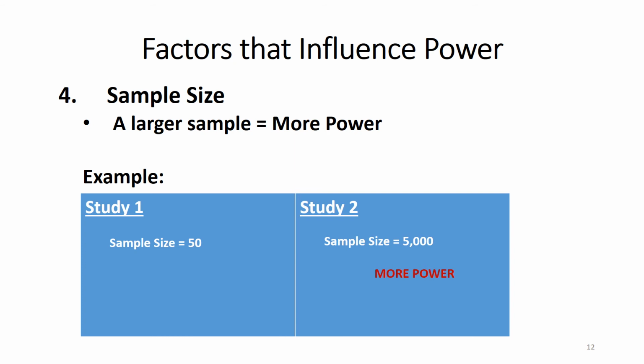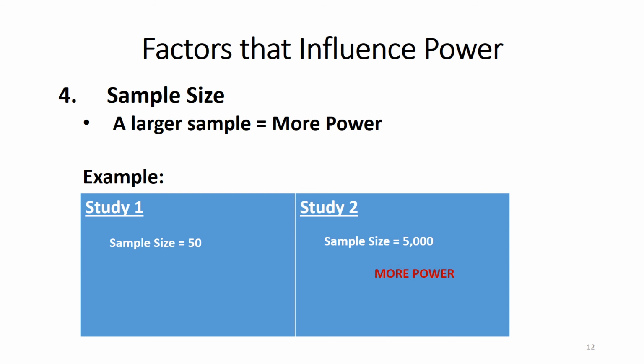So think back to your research methods class or just your common sense and intellect when you think about research. A larger sample typically is going to be more representative and more accurate about what's going on in the population. I think most of us would agree with that. If you look at a study and go, oh, it's got a huge sample size, you're like, okay, I'm going to trust the results a little bit more than a study that comes from a very small sample size. That's how it relates to power too. So a larger sample equals more power.